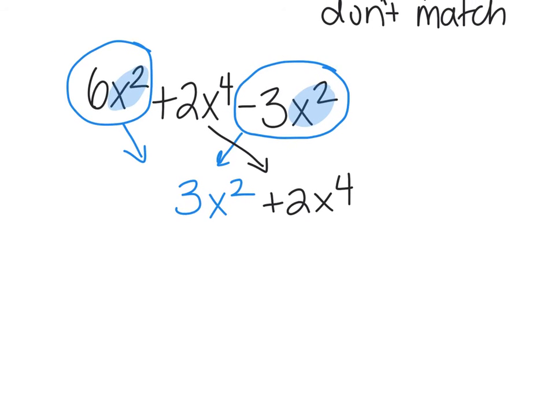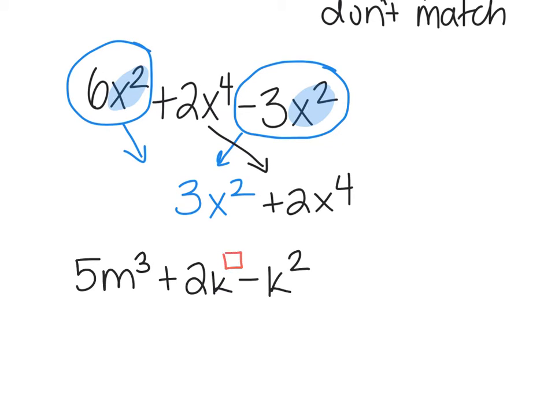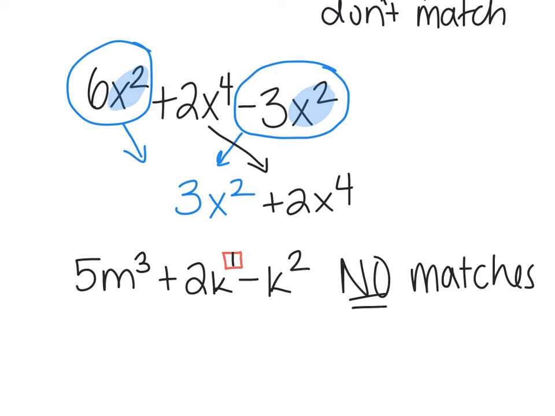Let's try another one here. 5m to the third plus 2k minus k squared. So if there's ever not an exponent, we know that that exponent is 1. So I'm going to fill in a 1. But here, so I have m to the third, I have k to the first, and k to the second, which means none of them match. There's no matches, which means I can't combine anything for adding and subtracting. So I'm just going to leave it the same.